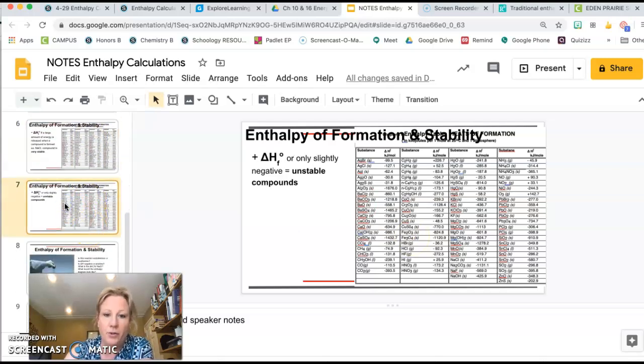And then the reverse is true. So if it's a positive delta H of formation, it doesn't mean that that substance will not form. It's just going to be something that's more unstable. So if it's positive or just barely negative, then it's going to be something unstable and likely to react and form something else. So for example, silver sulfide is only negative 31.8, so that would be much more unstable than something with a huge negative heat of formation.